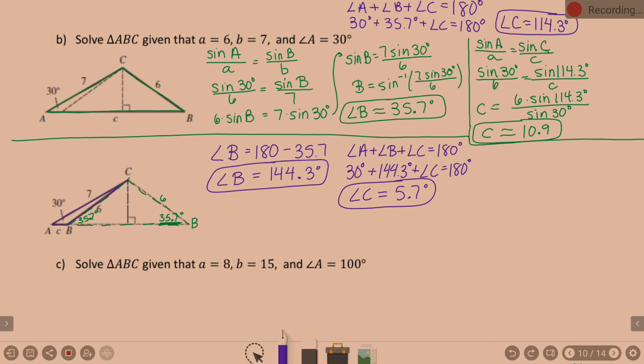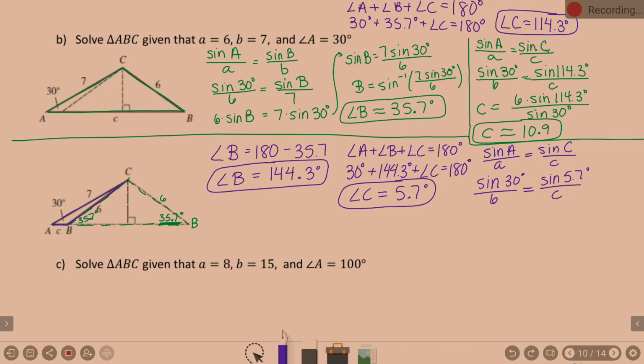And you can find your new side C, yes? Still using law of sines. So we're still doing the same piece we just did up above, where it's sine of A over A and sine of C over C. So sine of 30 over 6, which I think I seriously have memorized now, over sine of C. So my new C is sine of 5.7 degrees divided by side C.